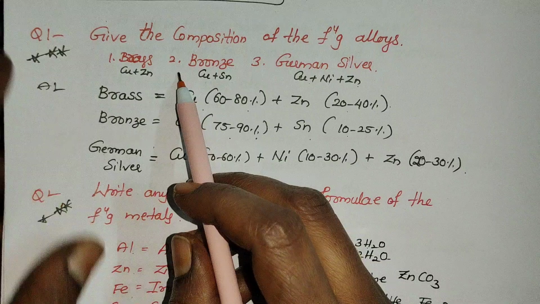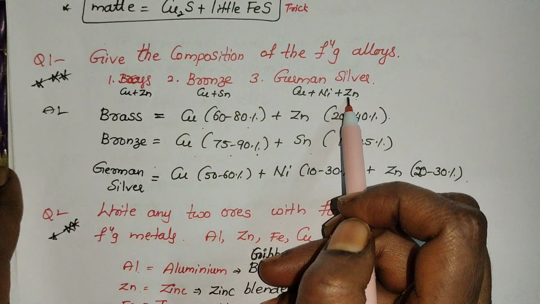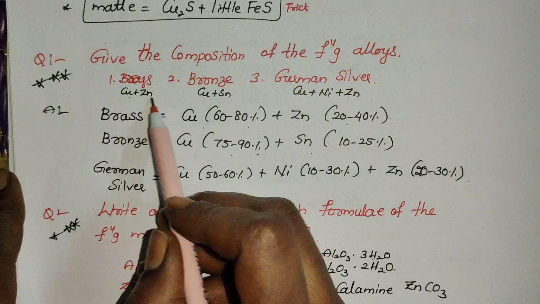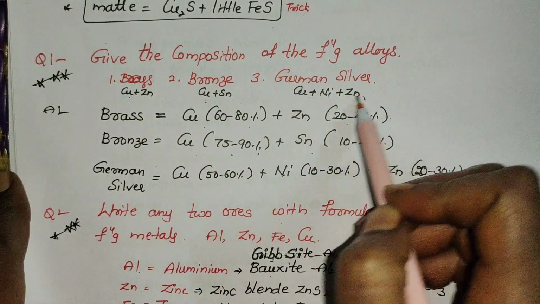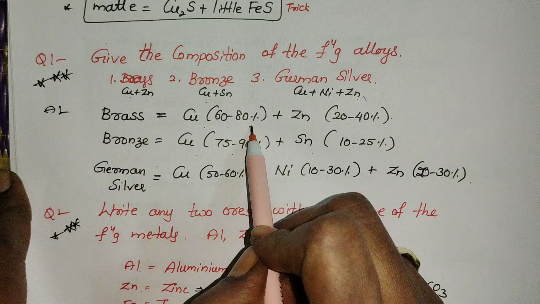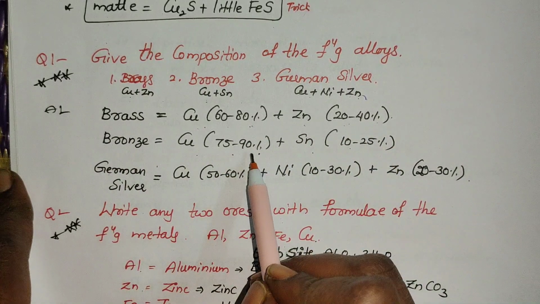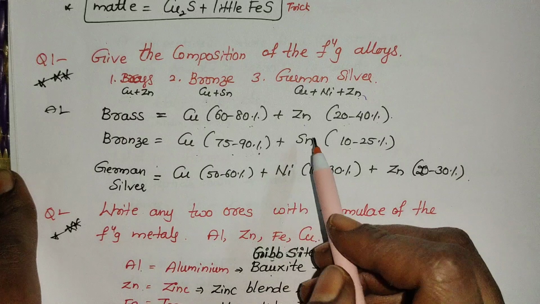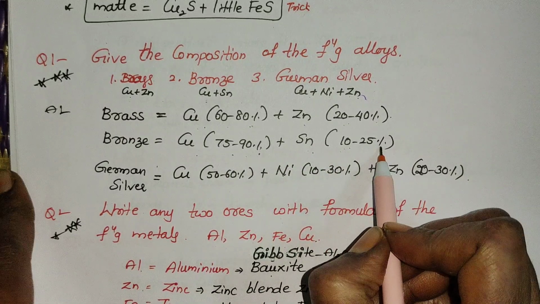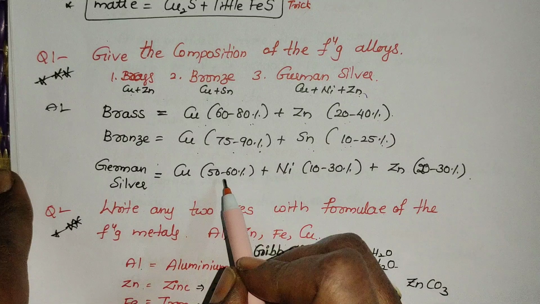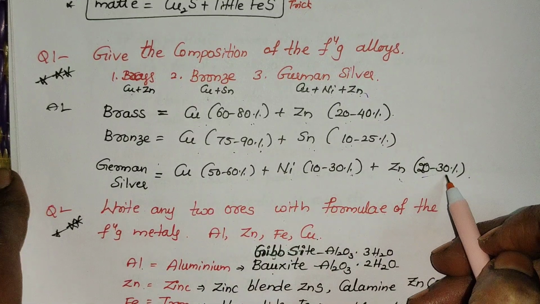Next, give the composition of the following alloys. It is also an important question: brass, bronze, German silver. Brass means copper and zinc, bronze means copper and stannum, German silver means copper, nickel, zinc. Brass: copper 60 to 80%, zinc 20 to 40%. Bronze: copper 75 to 90% and stannum 10 to 50%, sorry, 10 to 25%. German silver: copper 50 to 60%, nickel 10 to 30% and zinc 20 to 30%.